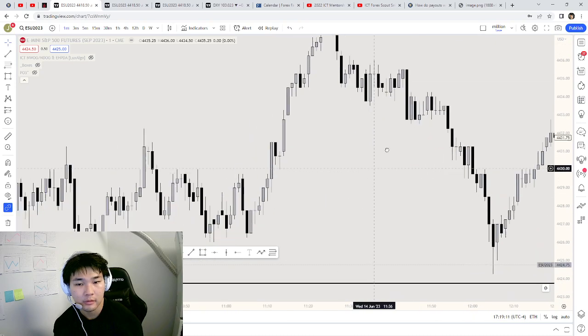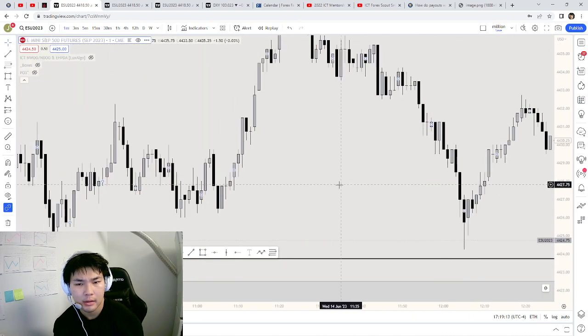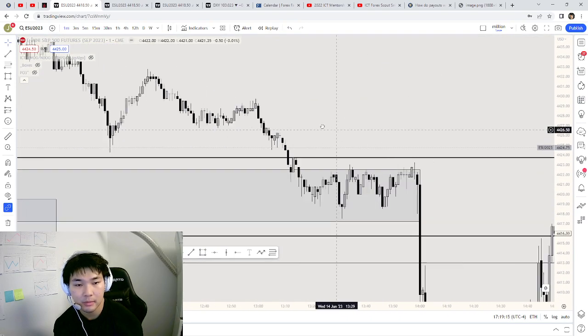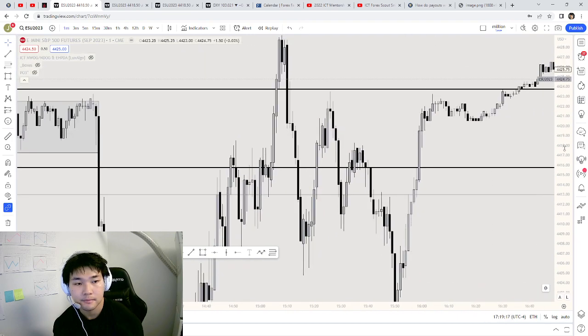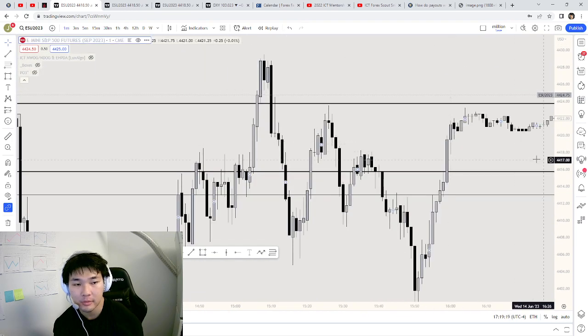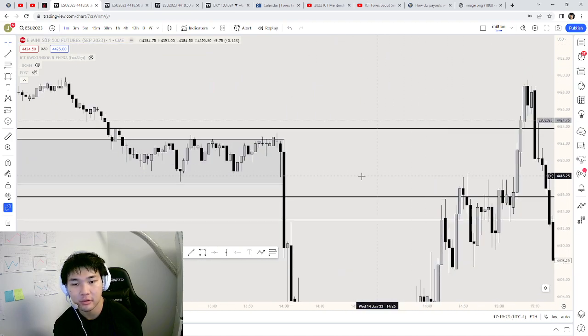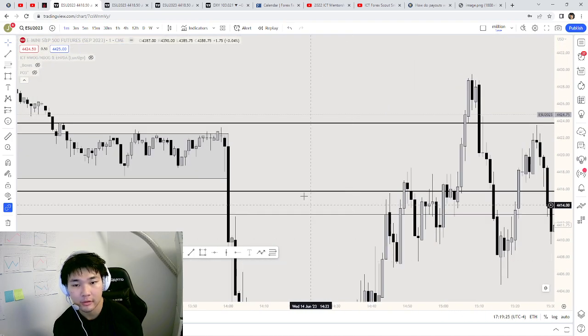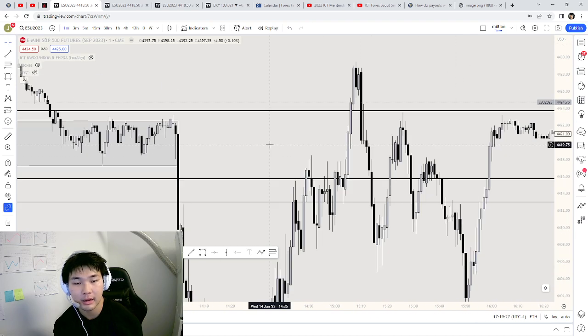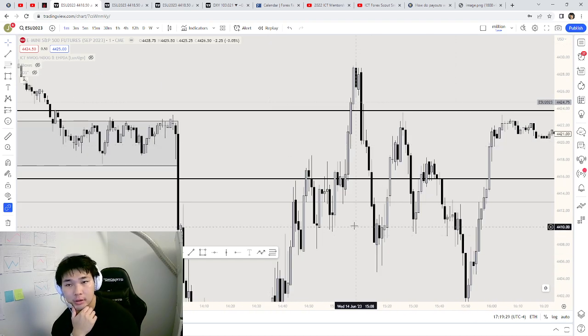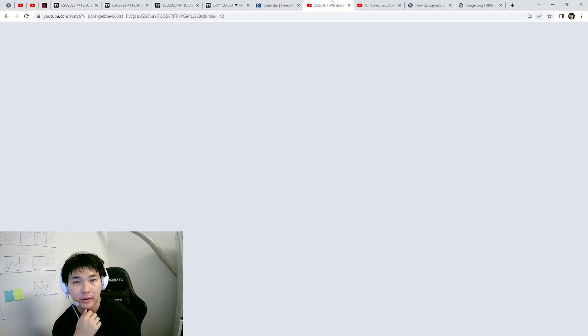Is there anything else? Let's see. Yeah, I'm still going to do options, but it's going to be more free play. If I see a really good setup, then I'll take it on options, or I might even start swing trading, things like that, because I think it'll help with my high time frame analysis. But that was the trade recap for FOMC.